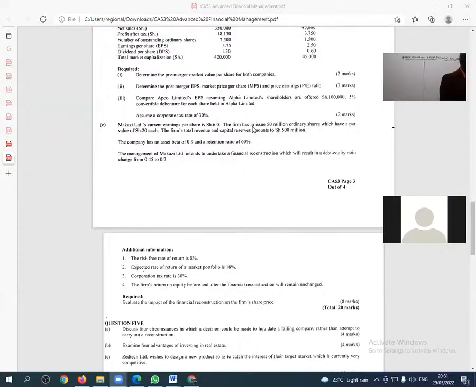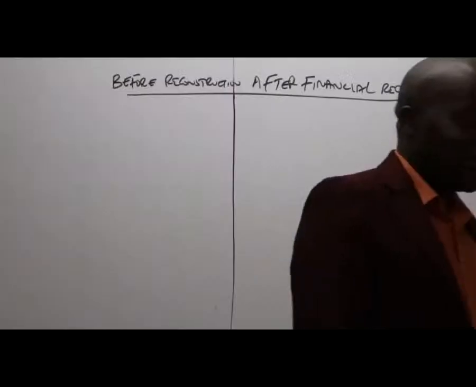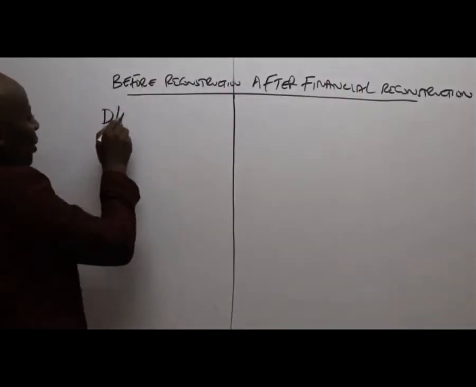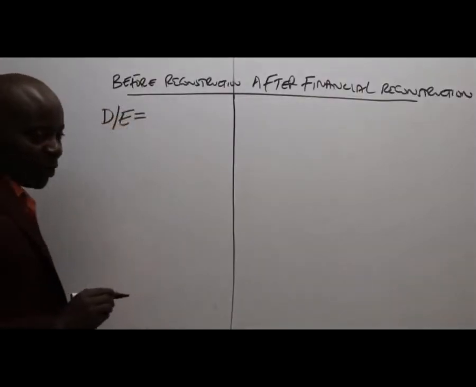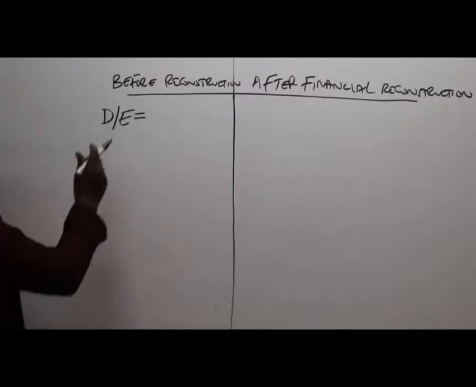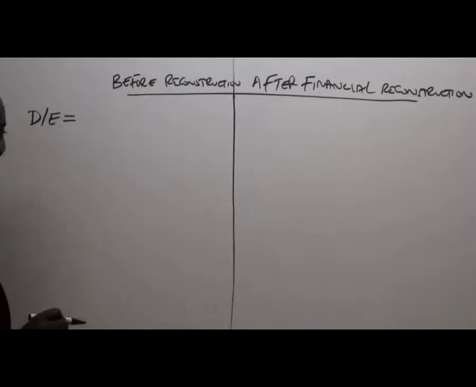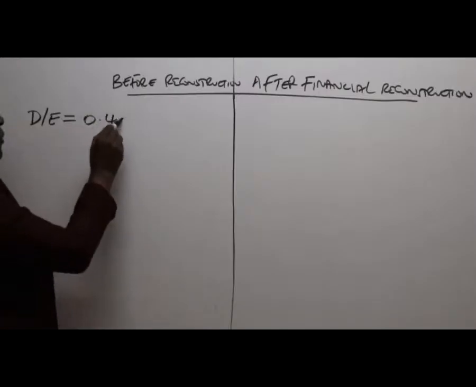Ladies and gentlemen, they are telling us there that the management of Makazi Limited intends to undertake a financial reconstruction, which will result in a debt to equity ratio changing from 0.45 to 0.2. So before reconstruction, our debt to equity ratio is equal to what? Before reconstruction, the debt to equity ratio is 0.45.